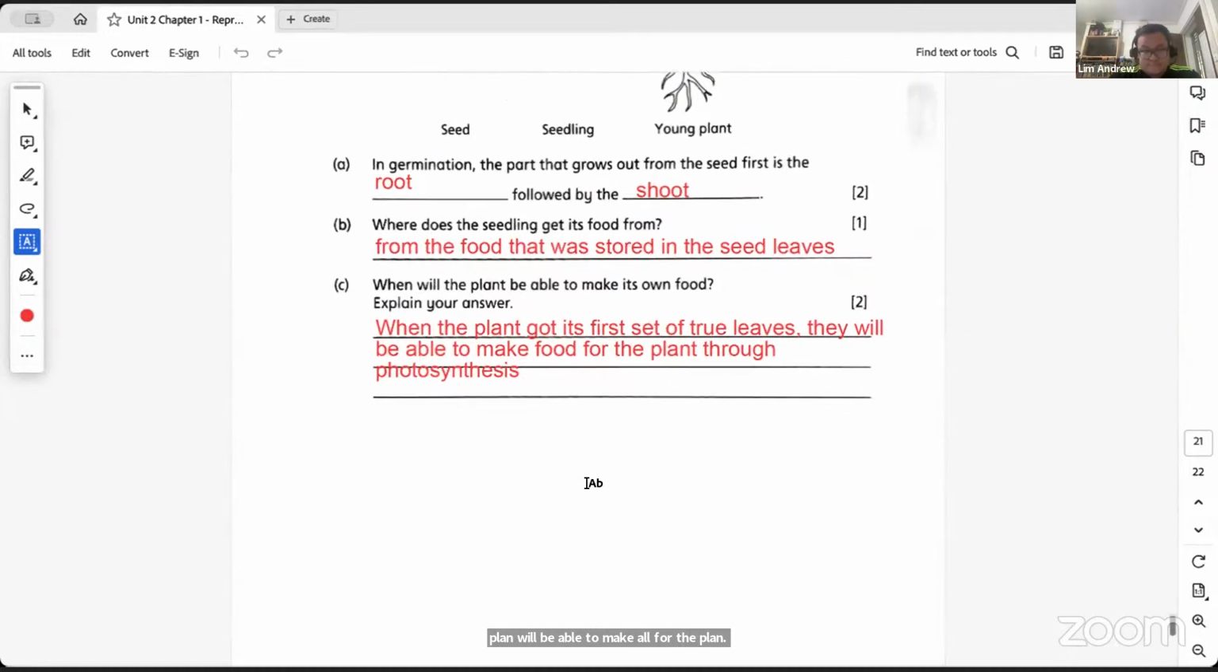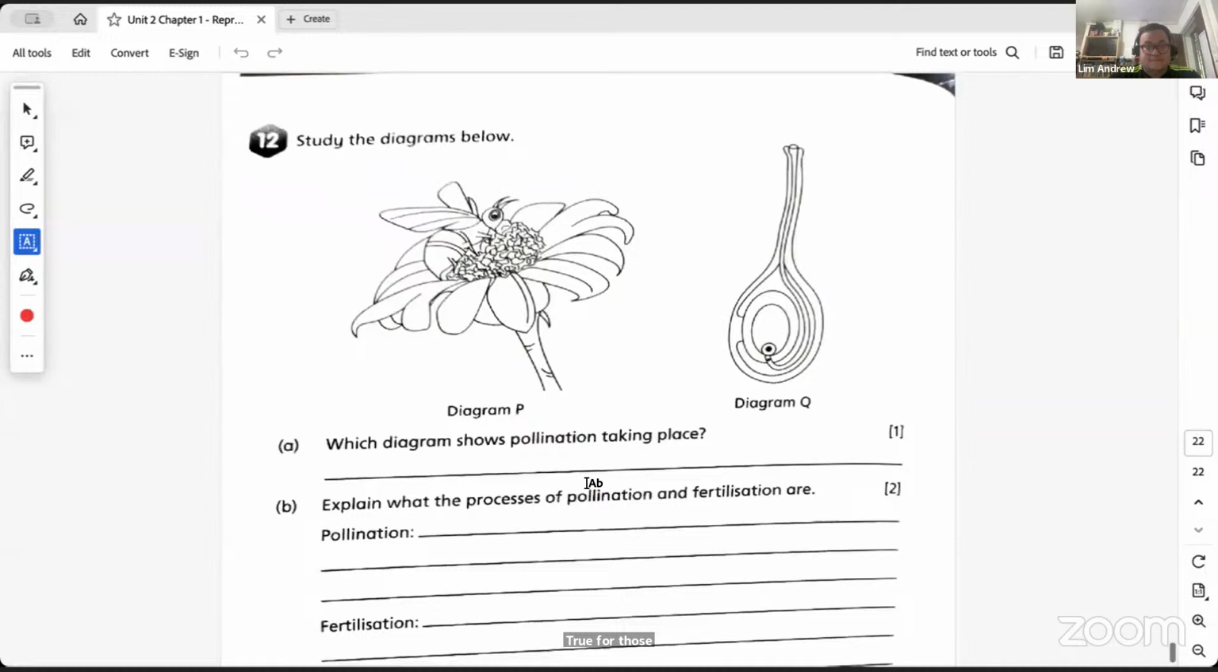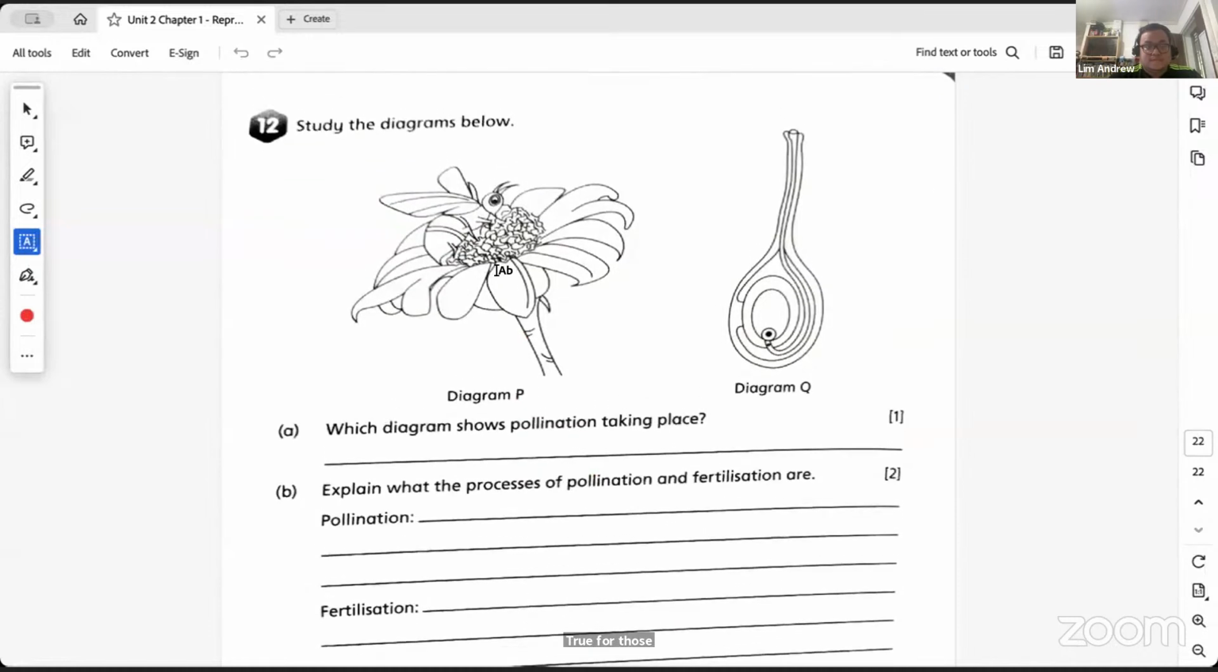All right. Next up, diagram P and diagram Q. Which one shows pollination taking place? As we all know earlier, pollination is when the pollen grains get carried away from the anther of the male flower to the stigma of the female flower. So in this case, we have a bee here. Therefore, we can say that diagram P is the one that shows that pollination takes place.